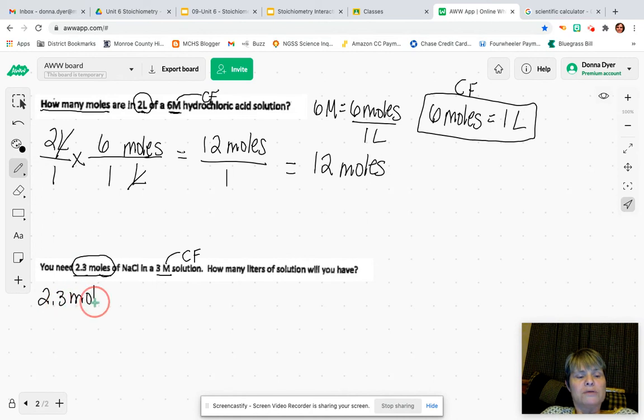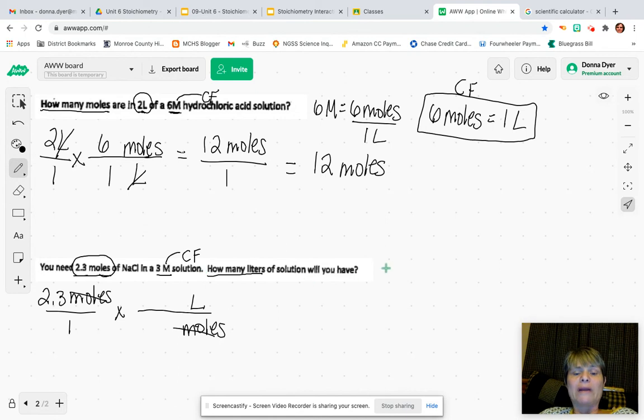2.3 moles over 1. Now we're going to set it up so that moles will cancel, and we're going to solve for the unit it's asking us for. It's asking us for how many liters. So again, moles will go on the bottom, so it will cancel out. And we're going to put what we're solving for on the top, which is liters. Okay, now that we have it set up so that moles will cancel, we need our numbers. That's where we're going to use this conversion factor.